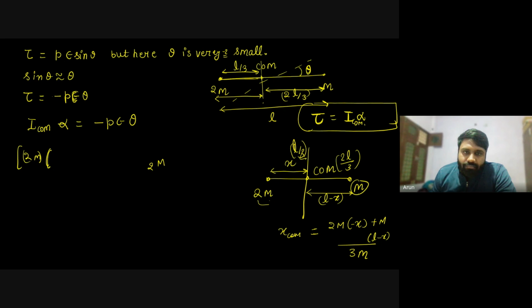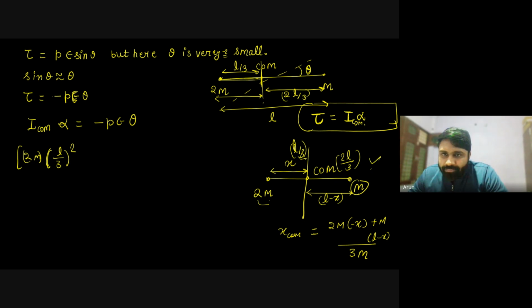Now moment of inertia is given by m into r square. r is the distance from the center of mass or axis of rotation, and because this system is rotating about the center of mass, the axis of rotation is the center of mass. So for this 2m mass particle, it is separated by a distance L by 3 from the center of mass, so (L by 3) whole square. Now it is clear to you how we calculate the center of mass? We are not spending so much time to calculate this because it will increase the time of calculation for us, okay? Got it?